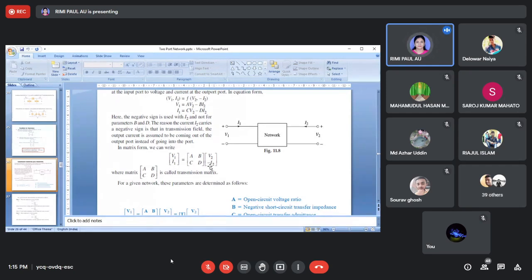And what are we giving? We are giving supply voltage and supply current, the input voltage and input current. And what are we getting? Output voltage and output current. From this, we can find out the transmission parameters present in the network. If we take the transmission line, we can find the parameters if we know the input voltage, input current, output voltage, and output current.